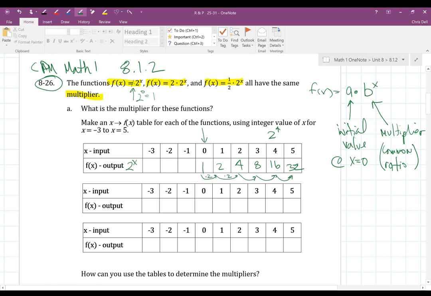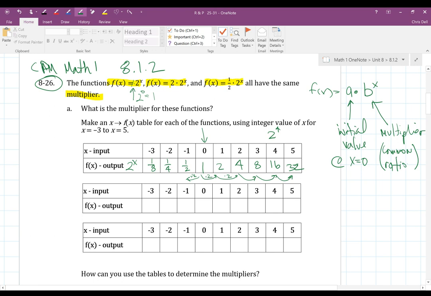So if you're multiplying by 2 once you have a value, to go backwards you would divide by 2. It's the opposite in this case. So I divide by 2, I get 1/2. Divide by 2 again, I get 1/4. Divide by 2 again, I get 1/8. Okay, so there's my first table.